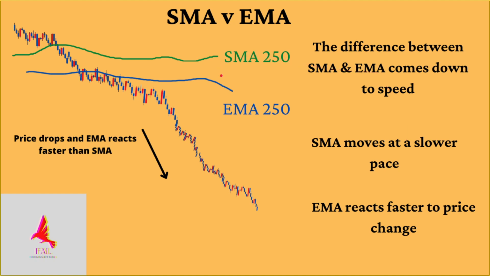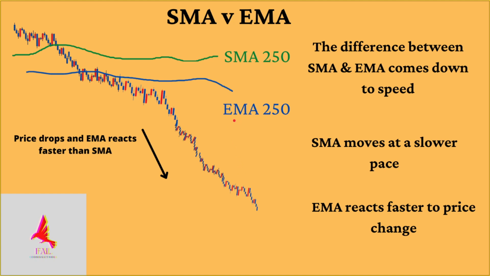So here's a side-by-side comparison, SMA versus EMA, and this is the SMA 250 and the EMA 250. The difference really mainly comes down to speed. Because the simple moving average is factoring all the data equally, it's going to move at a slower pace because it's factoring in all the previous price data. So if price was much higher, the SMA, especially larger SMAs, are going to factor in that old price data just as equally as the more recent price data.